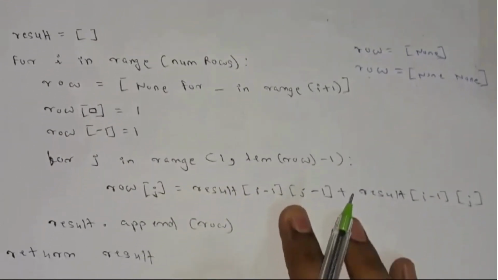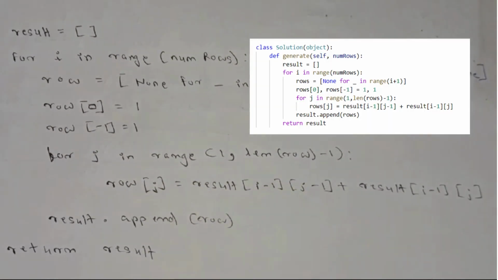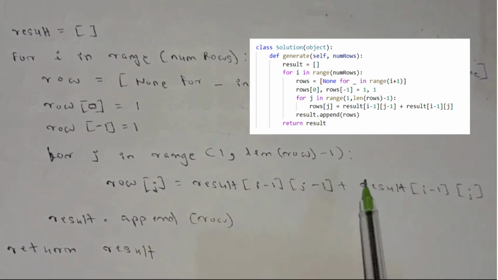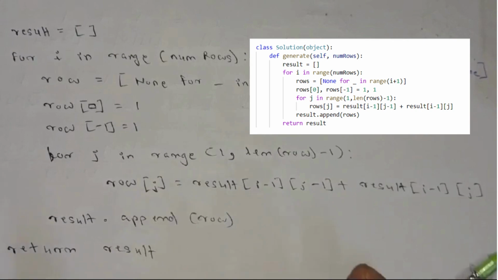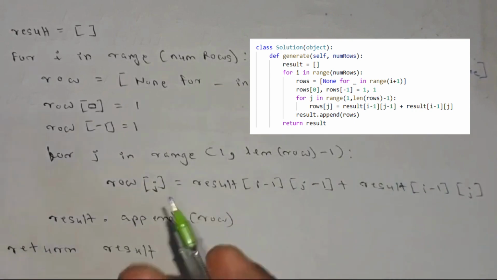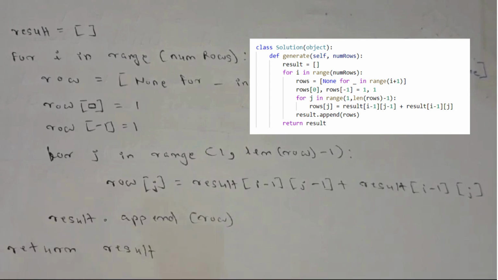Then further, for j in range 1 comma length of row minus 1, here we will loop from the second element till the second last element in the Pascal's triangle, because we have already fixed the first and the last element, so we don't need to consider them again in this loop.